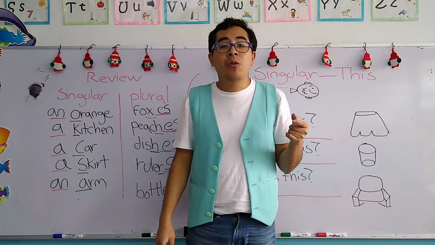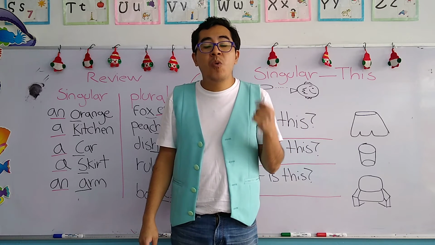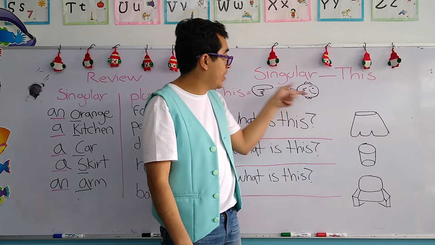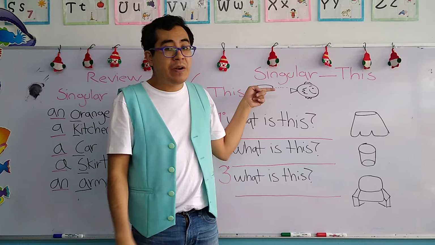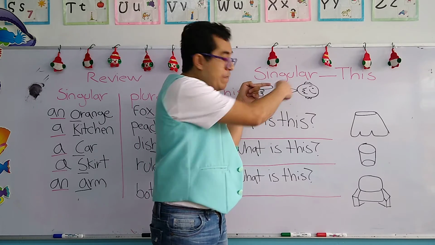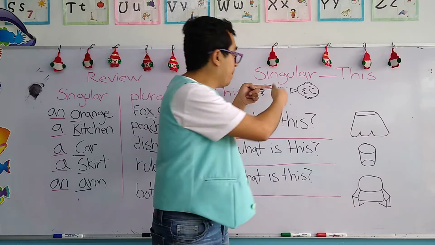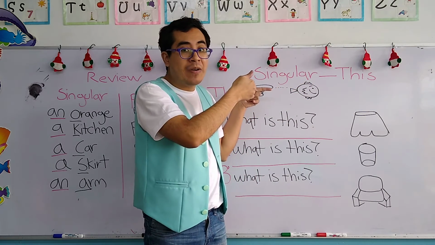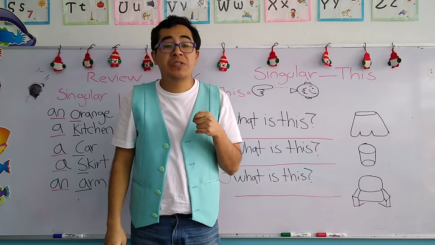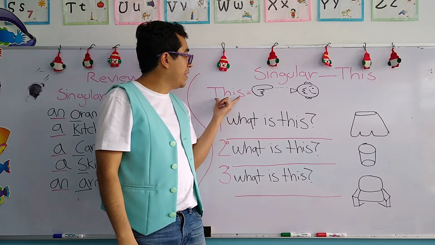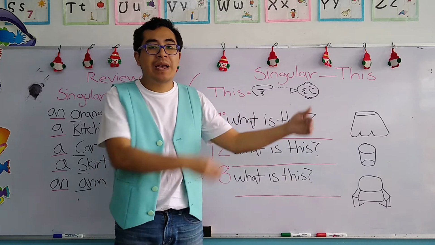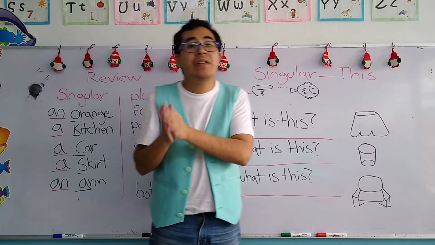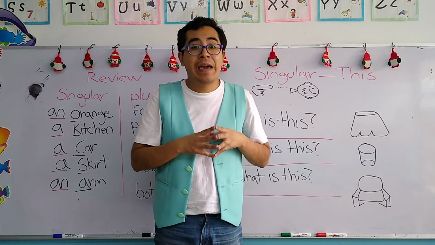This is also, también lo vamos a utilizar únicamente cuando nuestro objeto está cerca de nosotros, como lo está indicando el dedito. Here, the finger is pointing the fish. Now, the fish is it near or far. Near, cerca, okay? So, we're going to use this, vamos a utilizar la palabra this cuando nuestro objeto está cerca de nosotros, okay? And this in Spanish, en español quiere decir esto.